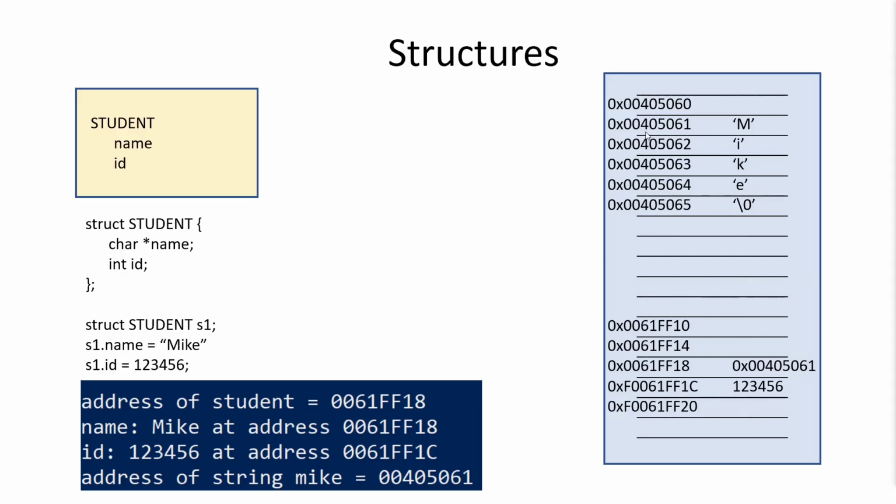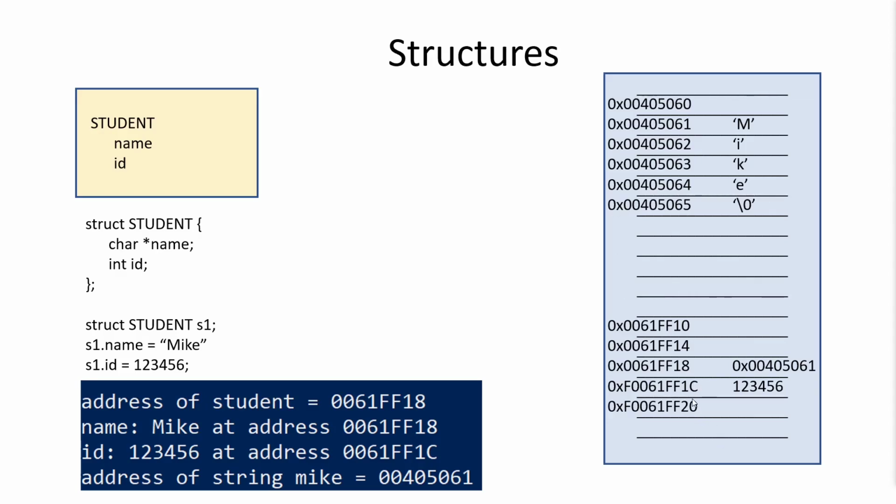Okay. At address 405061, I've got the letter M. It's the first character in my string. Note, this is now at an odd number. It's not a multiple of 4, like the 048C that we saw with all these integers.